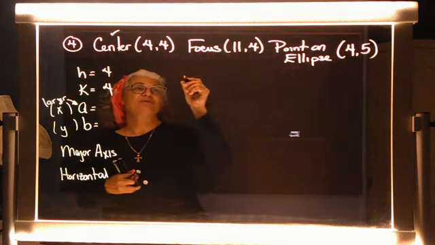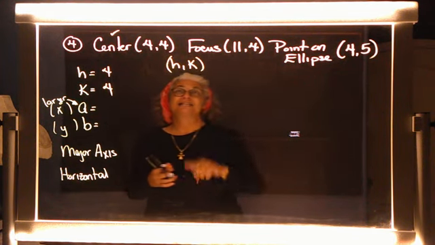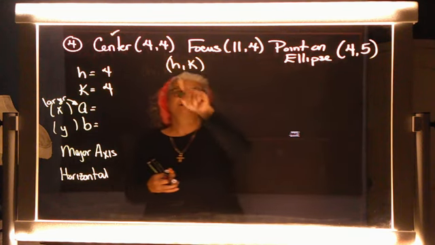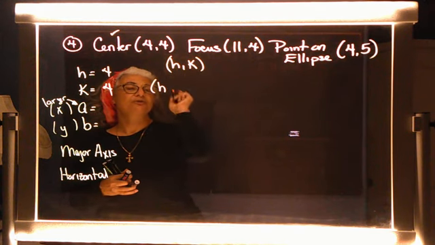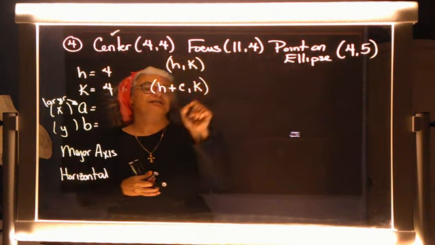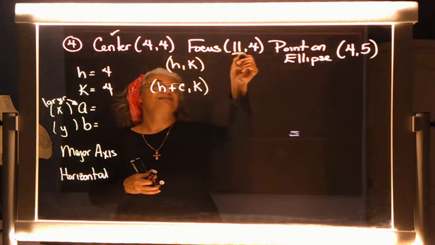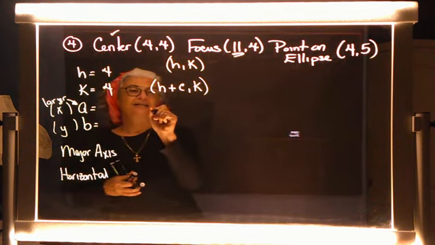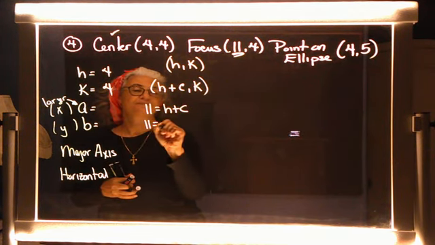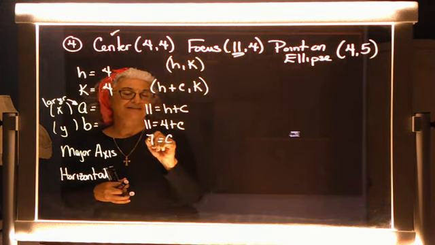Okay. I know the focus goes from HK. Right? It goes from the center. And since the focus looks like it's to the right of the center, that means we are going to, good, add. And what are we adding? Yeah, that funky little C that looks like it came out of nowhere. So in this particular case, 11 is in the place of H plus C. I know H, which means C is equal to, good, 7.